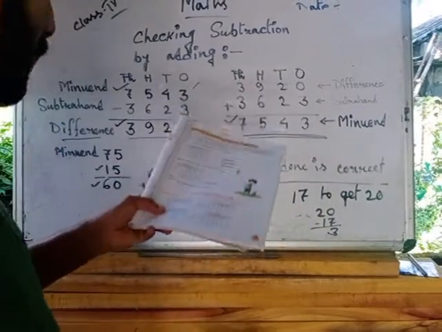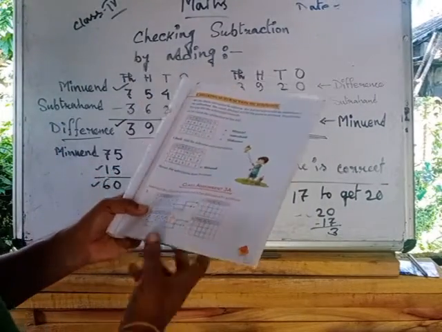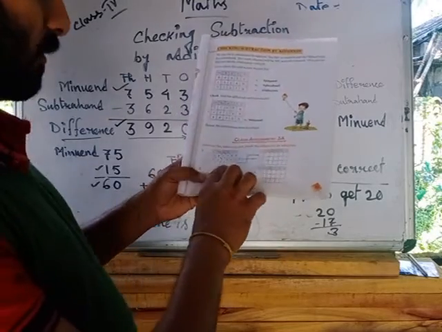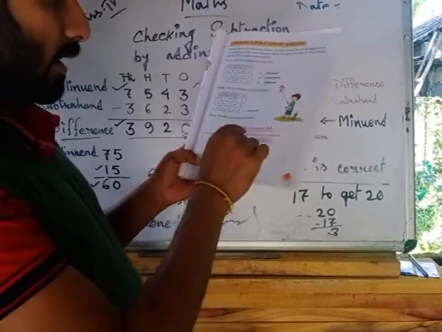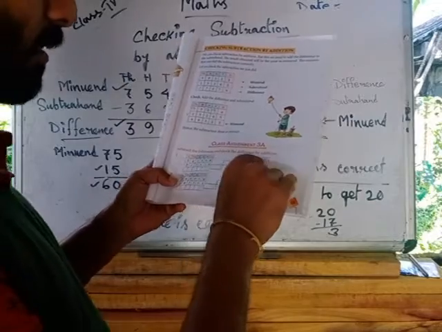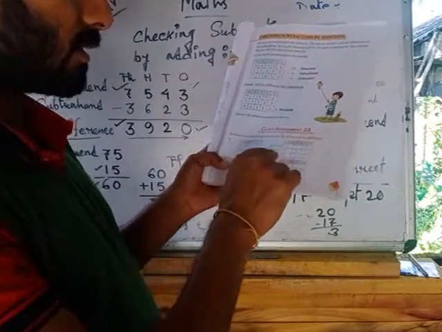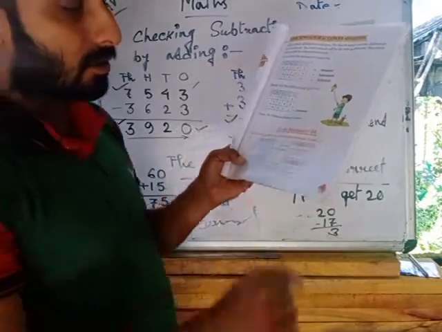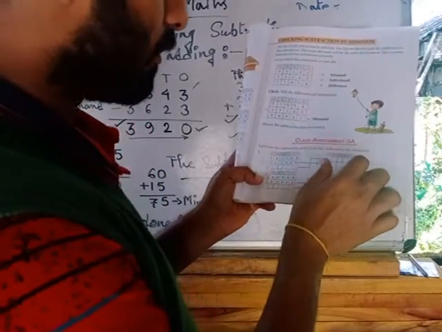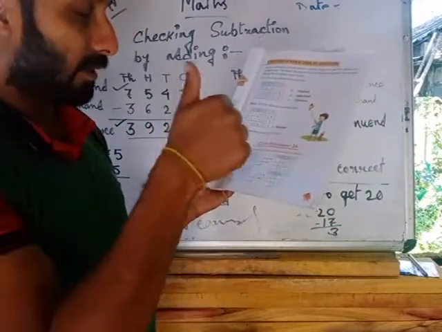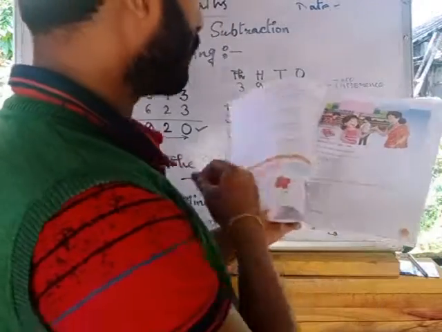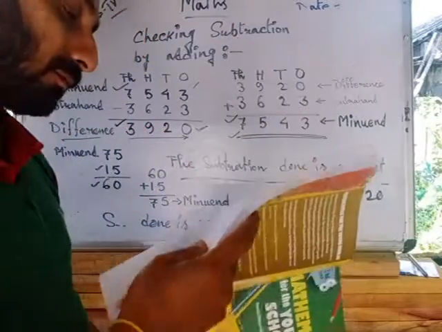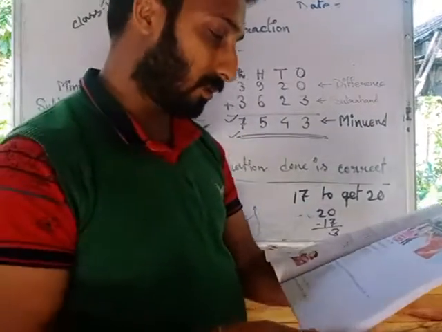These are the same process. At first, you should get the result of subtraction, then you should add the difference with the subtrahend. If you get the minuend, then it is correct. Otherwise, it is wrong.